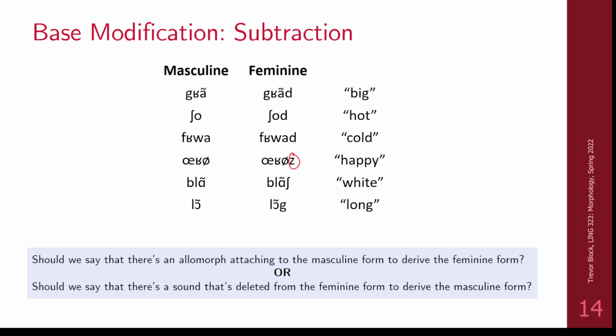With happy, Z is there. With white, blanche, sh is there. Log is there. There's a G at the end. So it's not as simple as just adding D. There's two ways of doing this now.